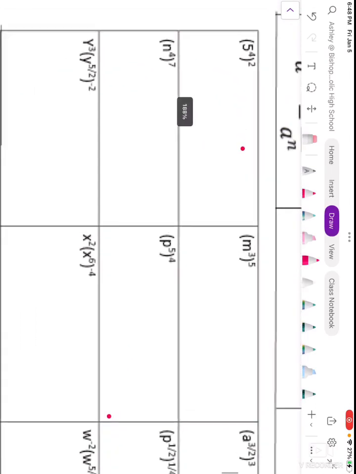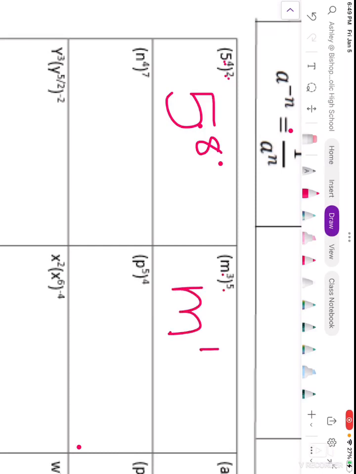So this 5 to the 4th squared, that's a power to a power. So we would multiply these. 4 times 2 is 8. So that would be 5 to the 8th. This is a power to a power, so we would multiply these. So that'd be m to the 15th.